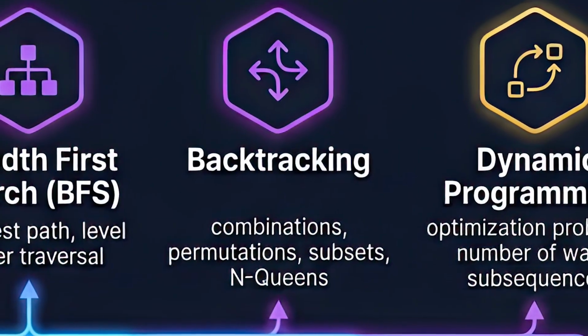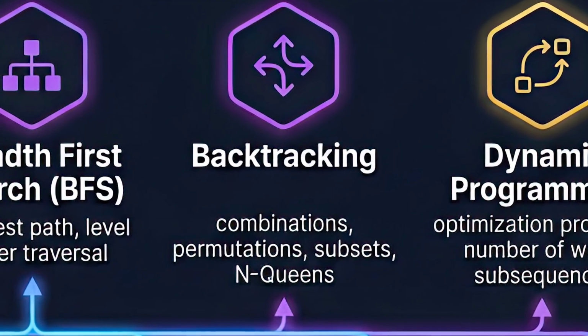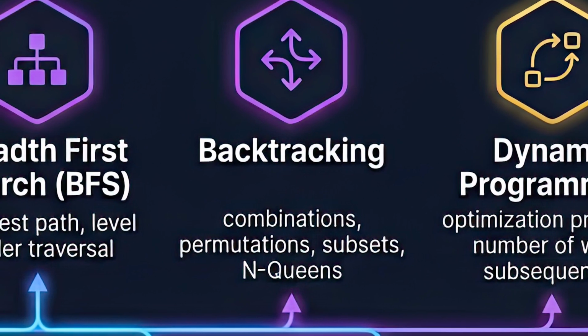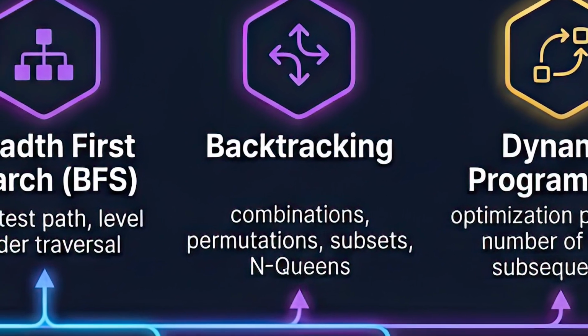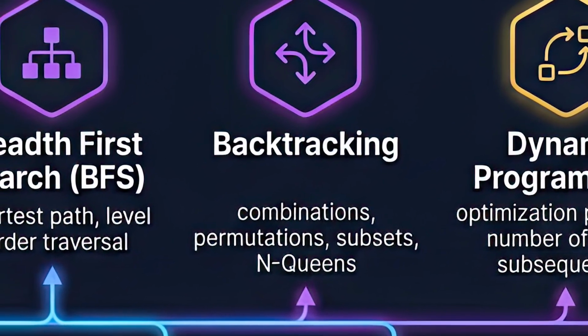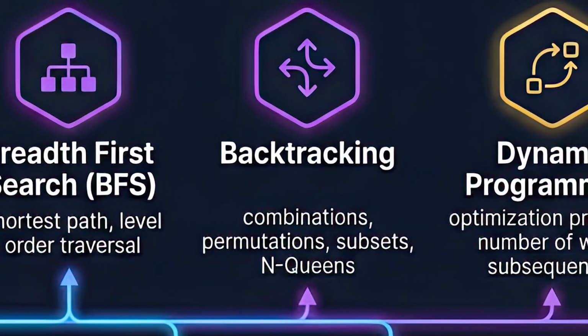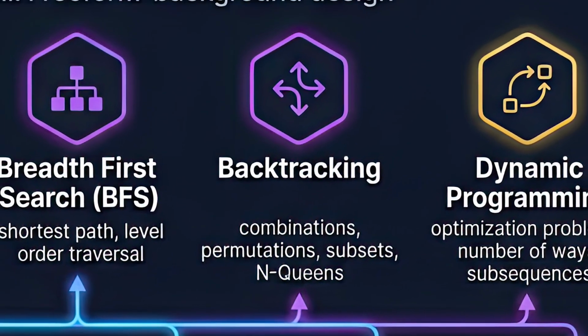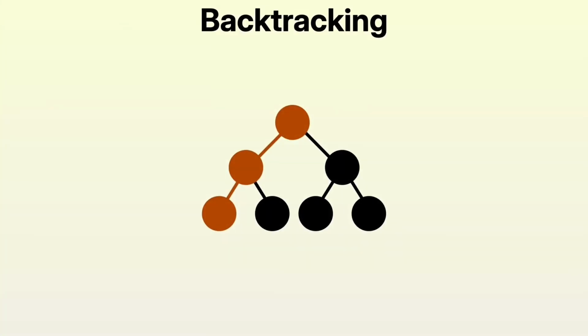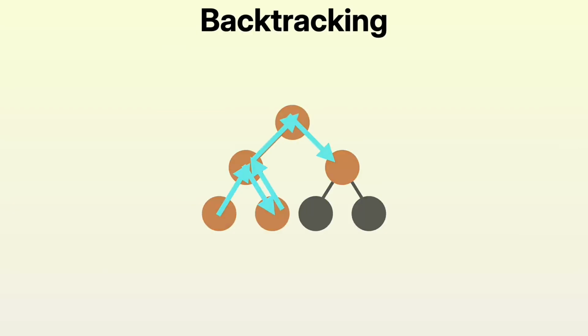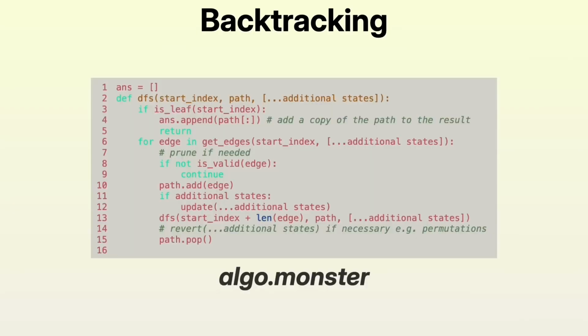Then coming to the 12th, which is backtracking. Backtracking is a very exciting kind of problem. Whenever you see indicators like permutations, combinations, or you want to identify all the subsets of some problem, or there are N-queens type problems, then you can think about whether you can apply the backtracking pattern to this particular problem.